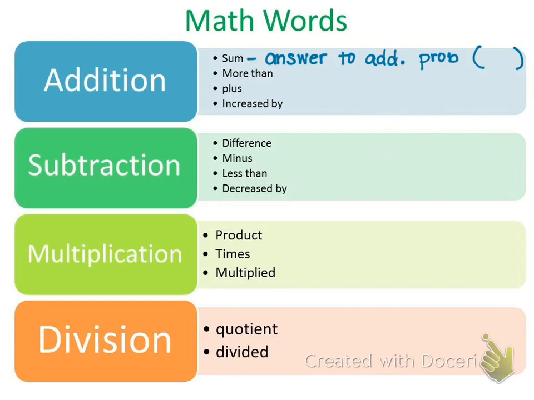All right, some other words that mean addition. More than. 4 more than a number means 4 plus x, or 4 plus a, or b, or c. Whatever variable you want to use, it doesn't matter to me, okay? Plus. 4 plus a number, 4 plus x, okay? Increased by, a number increased by 5, x plus 5, okay? Subtraction, guess what the word difference means? The answer to a subtraction problem. Write that down. Answer to a subtraction problem.